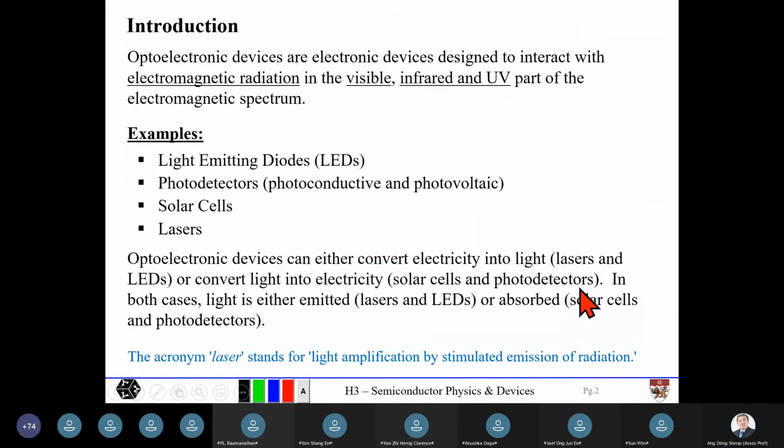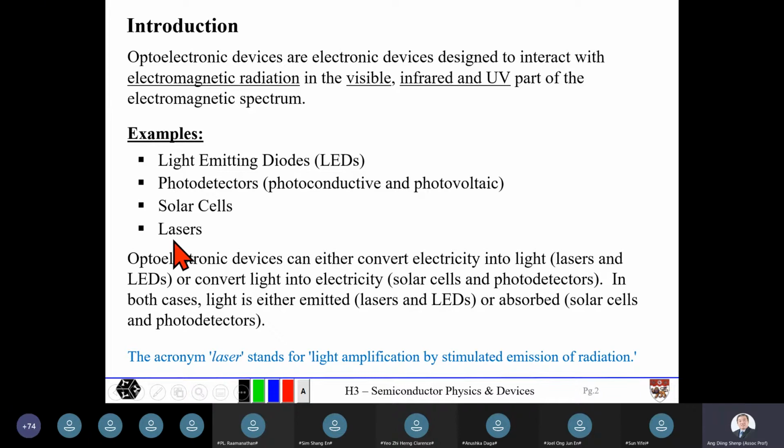So besides LED and photodetector, there are two other very common examples. The third one would be solar cell. I'm sure most of you have heard of solar cells. A solar cell is a device that generates electricity out of sunlight. It is actually a type of photodetector, if you may put it. So it essentially converts light into electrical energy.